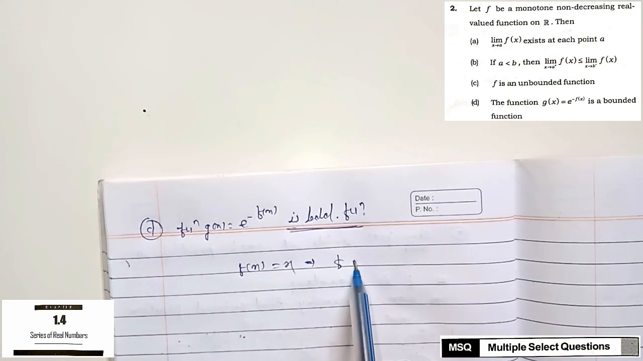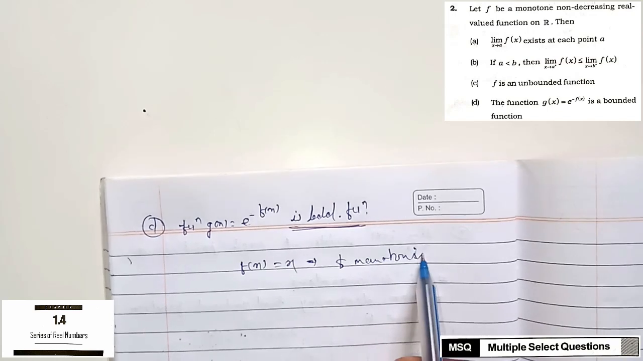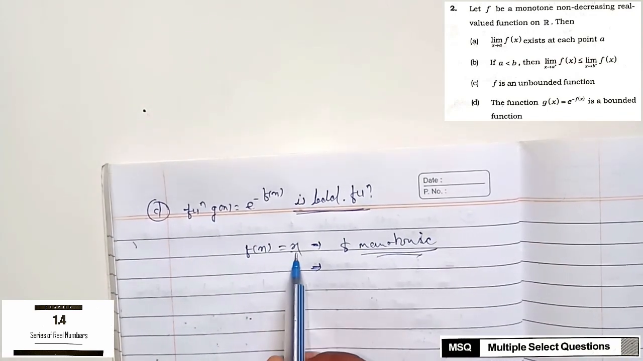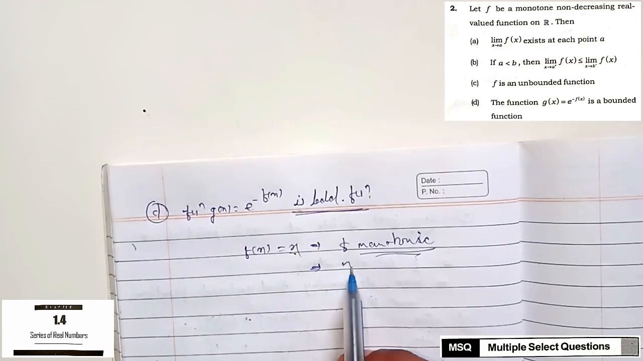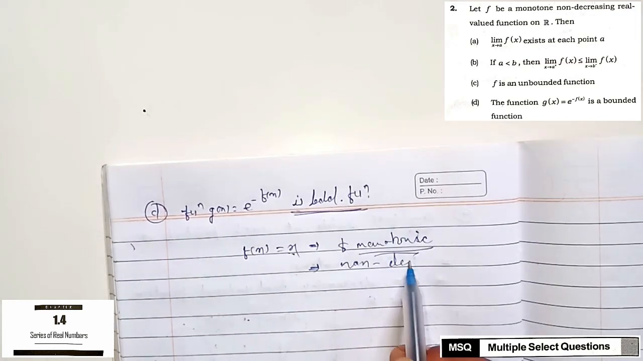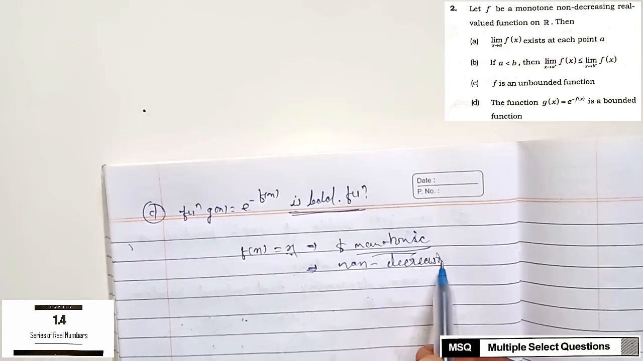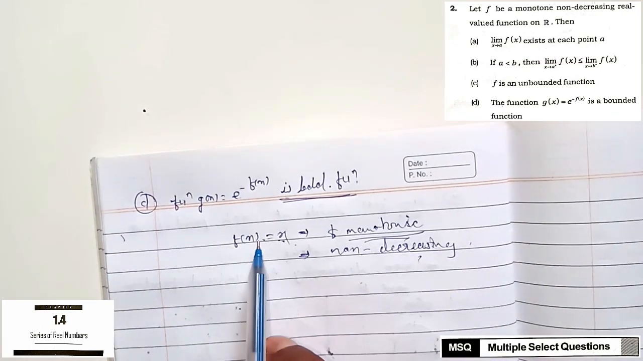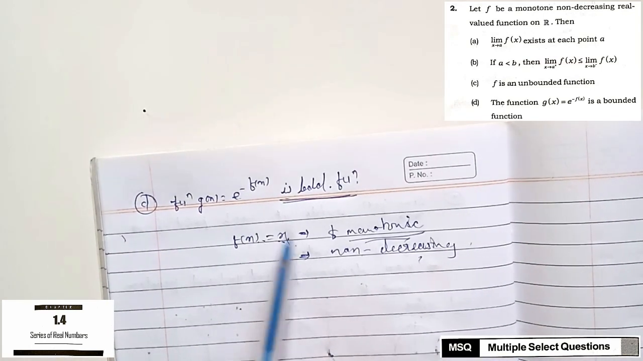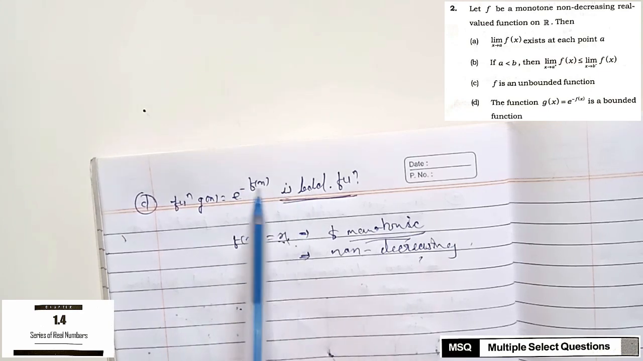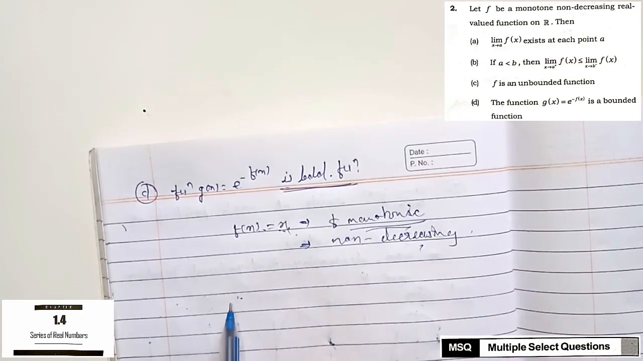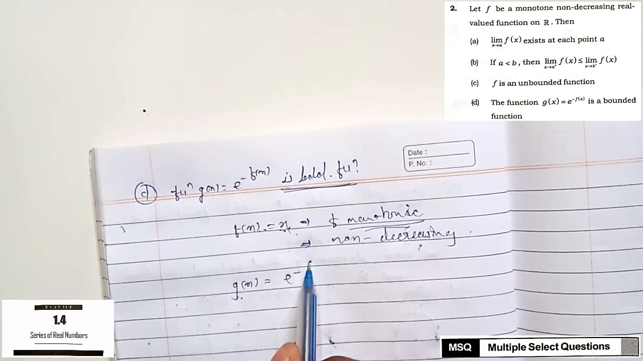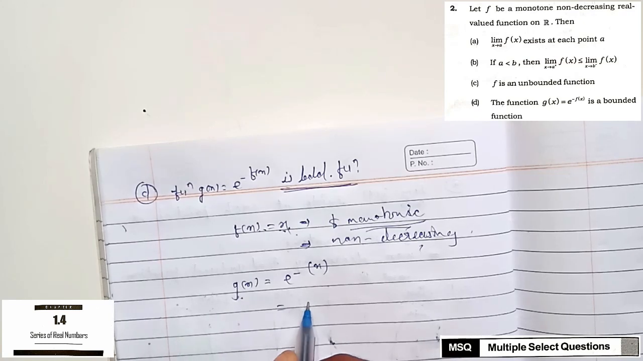So f is monotonic. Now the next condition shows that f of x is equal to x, which is non-decreasing. Yes, it is true. f is monotonic as well as non-decreasing. So f of x I consider x. Now put f of x equal to x in our function g of x and show whether it is bounded or not bounded. So if I consider g of x which is equal to e to the power minus f of x, f of x is x, so e to the power minus x.